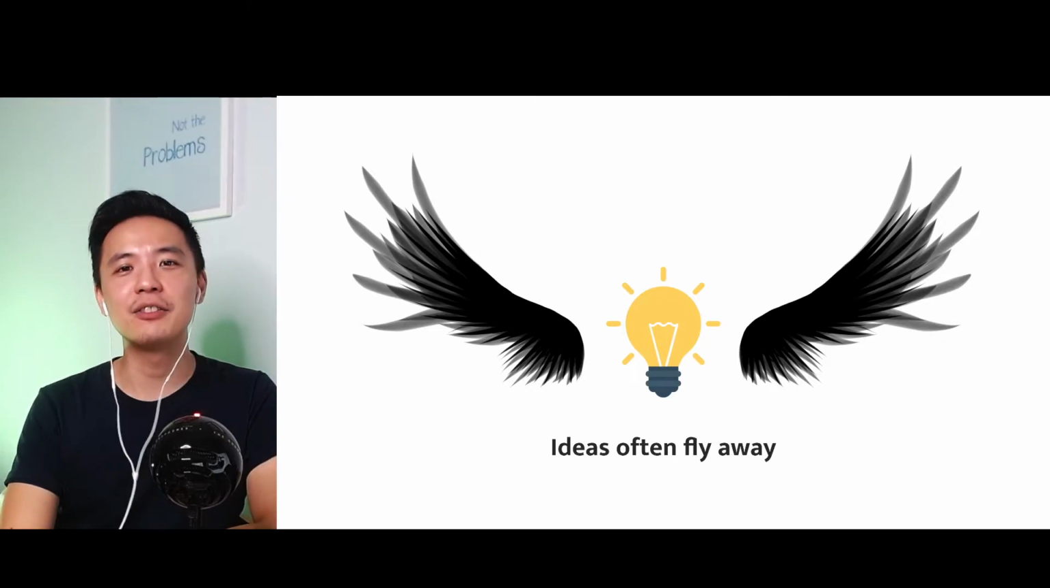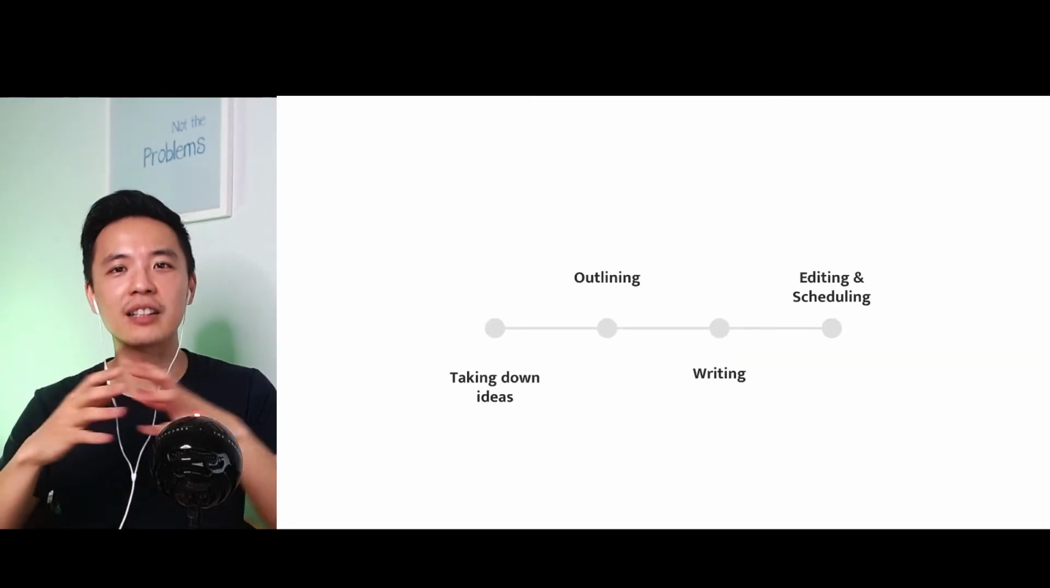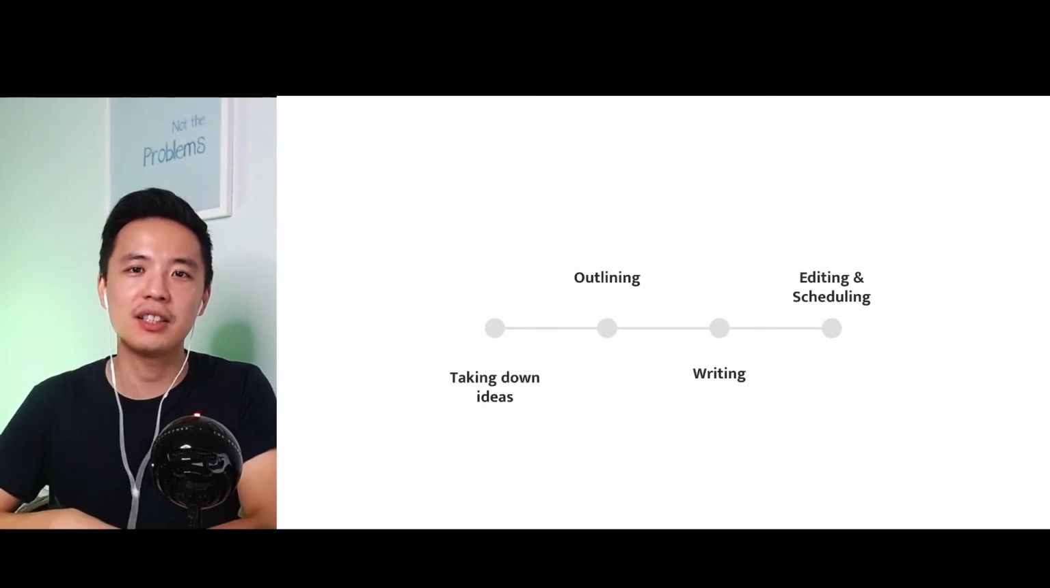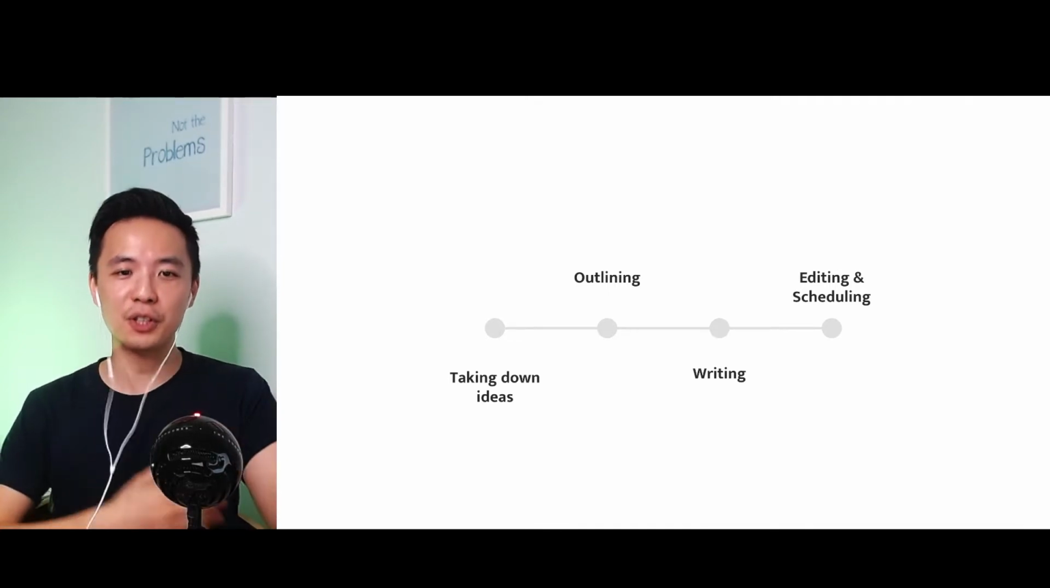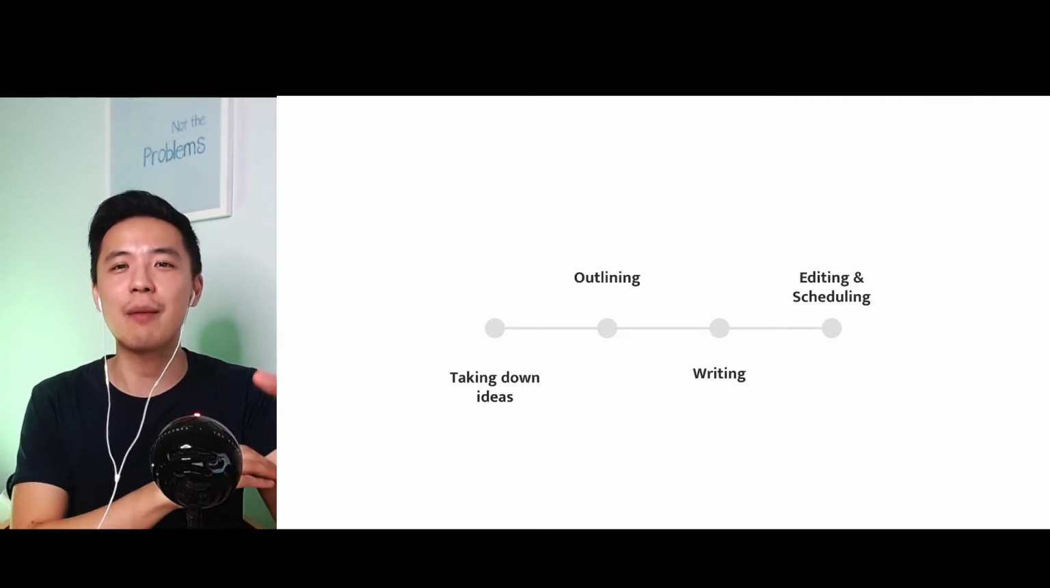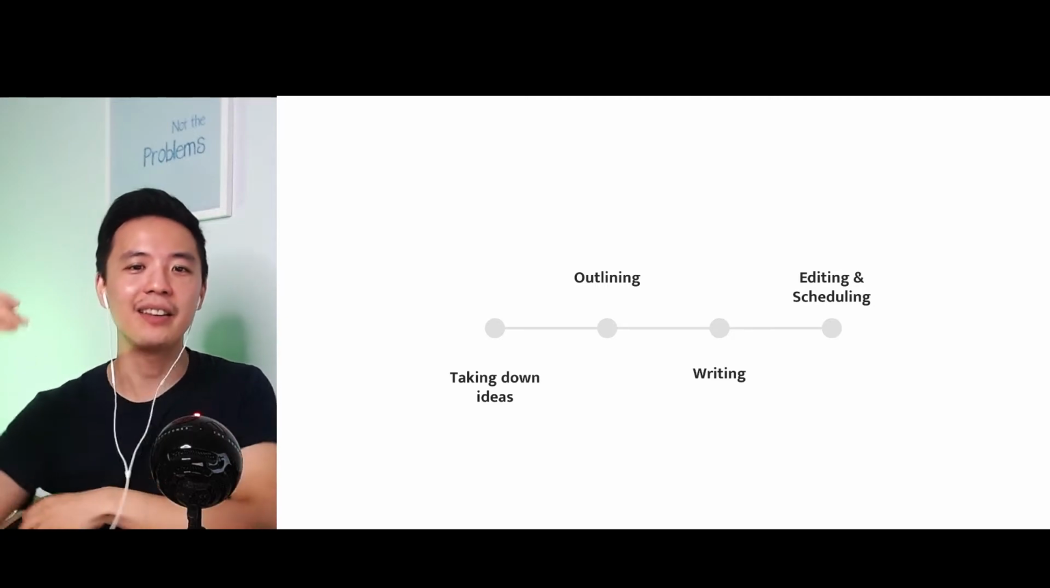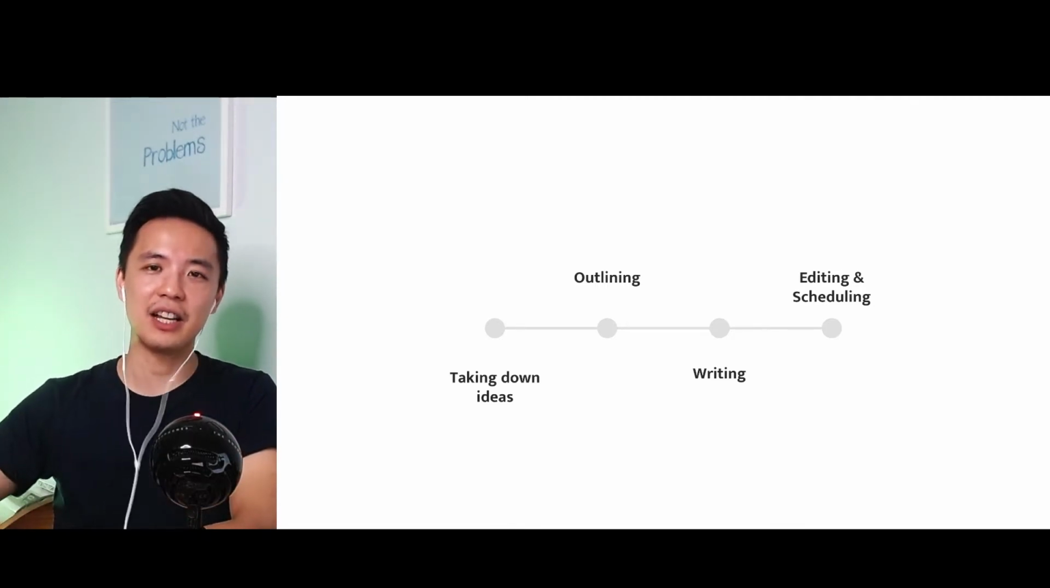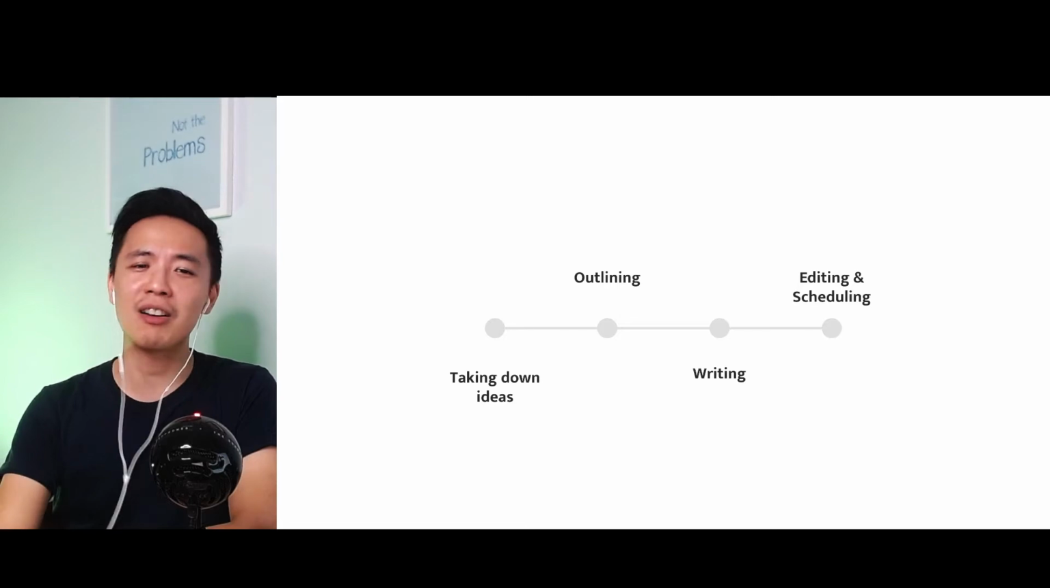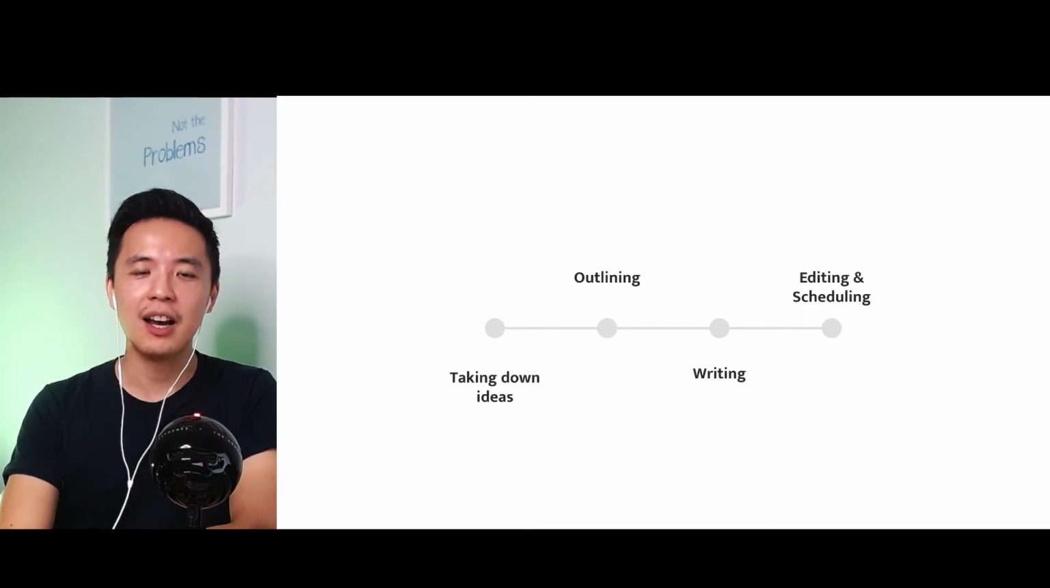So what I do is actually I break the whole tweet writing process into four different steps. The first one, taking ideas down, which happens any time of the day. And then I outline, write, edit, and schedule them. So let me just talk about taking down ideas.